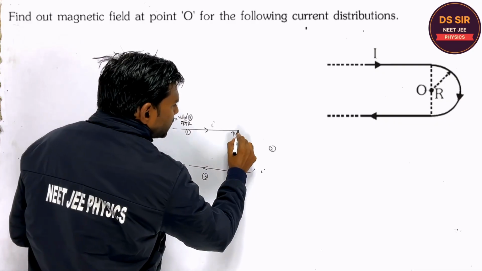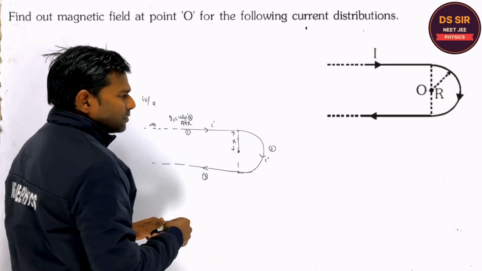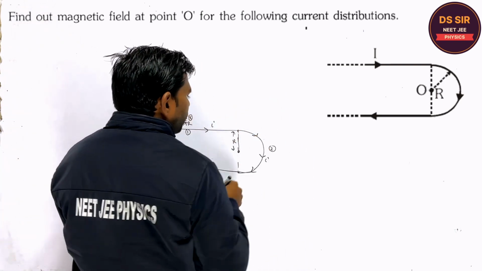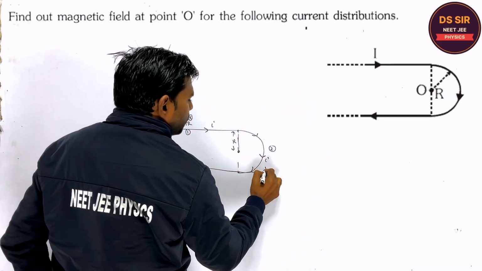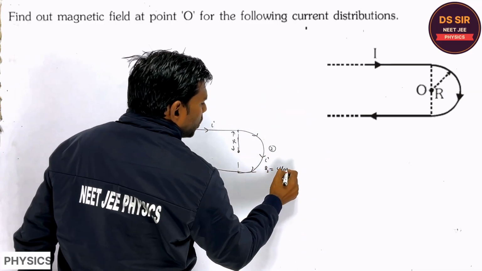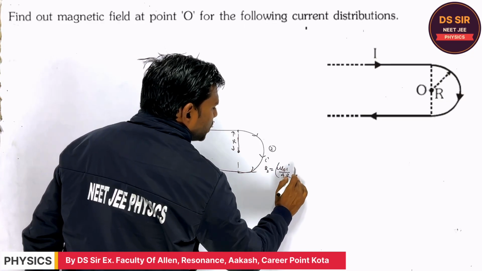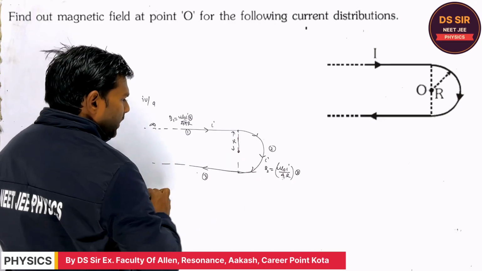Now you consider the second part, the current is I, right? So if this is the direction of current, this is into the board, right? So B2 is what? Mu naught I upon 4r. And what is the direction? Into the board. What about the third part?